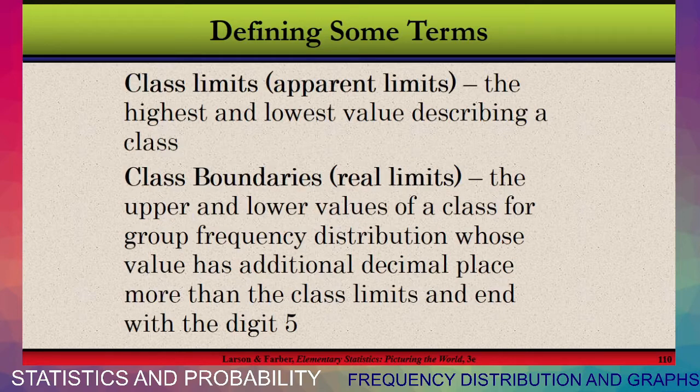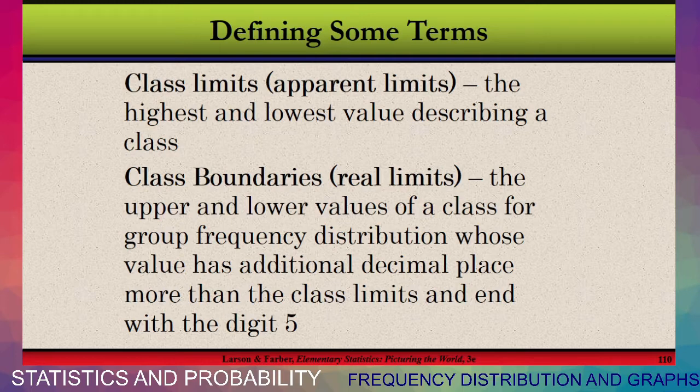So, class limits or apparent limits: the highest and lowest value describing a class. Nasabi ko na sa inyo kanina yung about sa interval, na si class limit is nakadepende kay interval. Si interval yung magsasabi kung gaano kahaba yung class limits natin. For example, there's an interval of 15. So, 1 to 15 is called class limits.